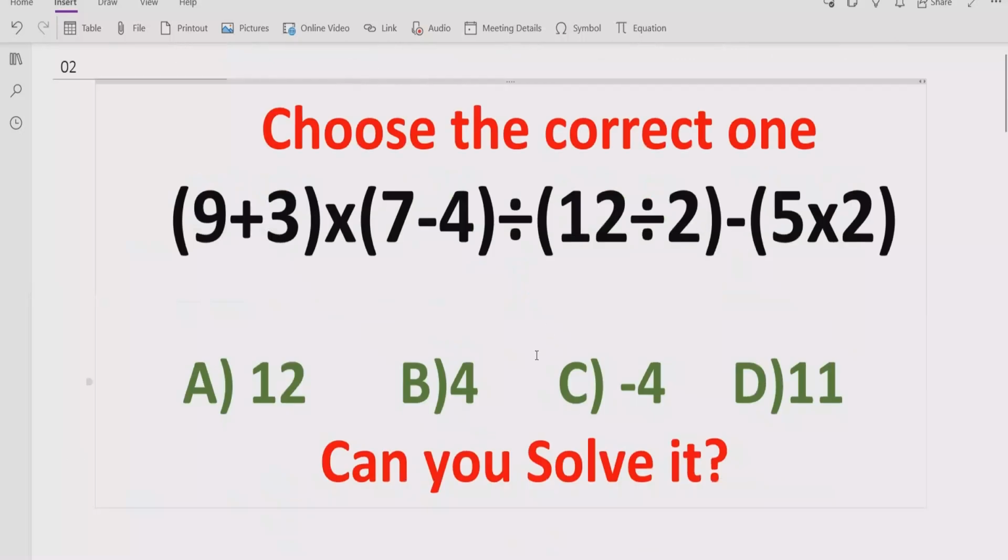Today we will solve another quiz which is related to arithmetic expression. It is a very long expression which contains the basic operations: plus, multiplication, division and subtraction. So we have to solve this quiz using the PEMDAS and BODMAS method and find out which answer is correct. In the answer list, we have four answers: 12, 4, -4, and 11. So let's see which answer is correct after solving it.